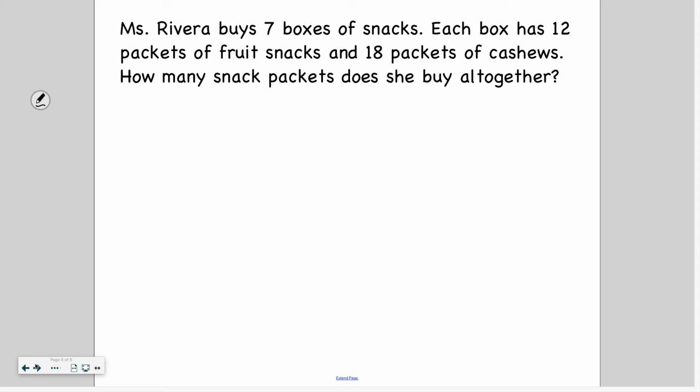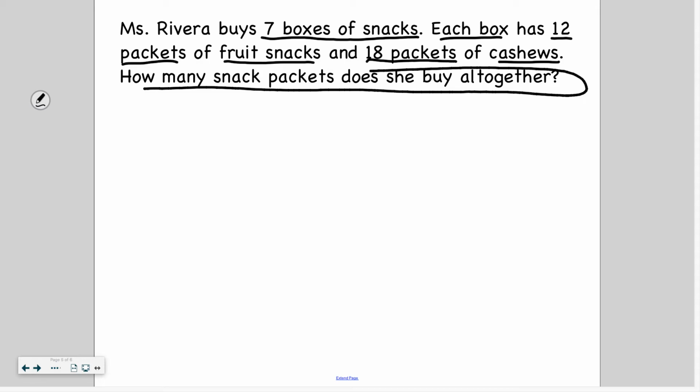Right, so let's read this together so that you can try it on your own. Ms. Rivera buys 7 boxes of snacks. Each box has 12 packets of fruit snacks and 18 packets of cashews. How many snack packets does she buy altogether? So you're going to go ahead and solve this. Remember, your first step is to figure out the missing information that you'll need in order to figure this out. So go ahead and solve. Pause now. When you're done solving, you can go ahead and press play.